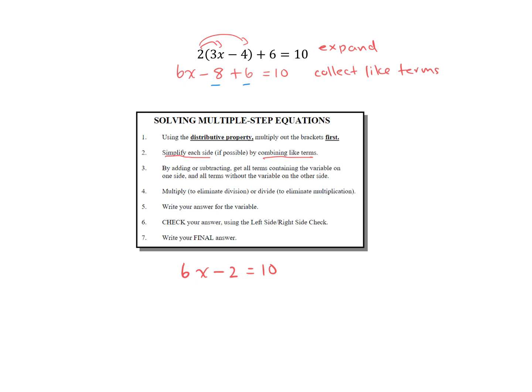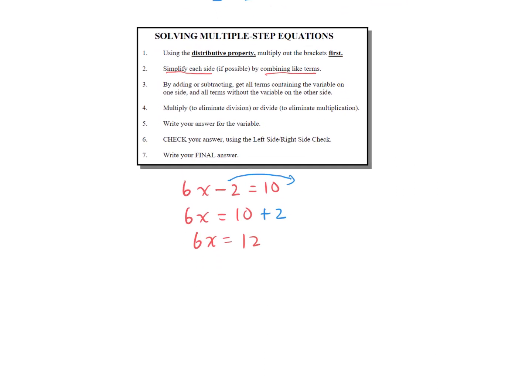Now we want to isolate for the variables. So we have a minus 2. So I'm going to move that minus 2 across the equal sign. So minus 2, if it goes to the other side, becomes a plus 2. And then 10 plus 2 is 12.